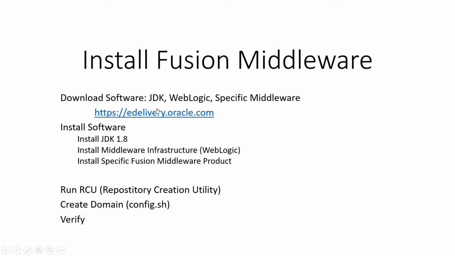So first we need to download the software. There's three software that need to be downloaded. It's JDK. For the Oracle Fusion Middleware 12c, we need the JDK 1.8 and WebLogic, which is a middleware infrastructure, and the specific middleware products we're installing. So today we're gonna work on WebCenter content. So we need to download WebCenter content.